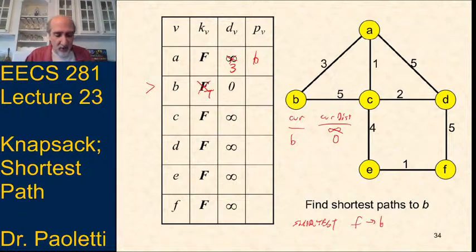All right, so we've got to update things adjacent to B. So we've updated A. B is true, we can't change that. B to C. Hey, I can get to C at a cost of 5. That's better if I use B as a predecessor. D, I can't get there. E, F are all false, but I can't get there. So I've updated all the neighbors.